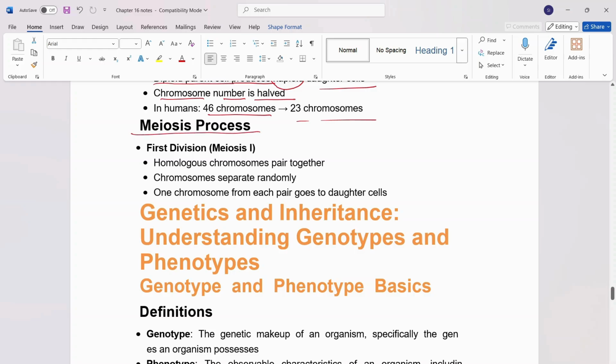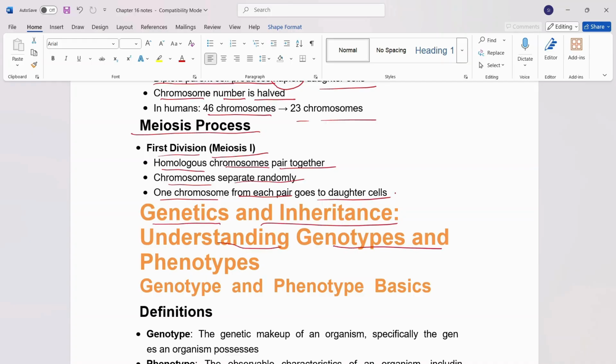Now in the meiosis process, we have the first division, meiosis 1. Here homologous chromosomes pair together. Chromosomes separate randomly. One chromosome from each pair goes to the daughter cells. For now, this much is important. More we can discuss when we see the questions, and then accordingly we'll make our videos. Okay, for now let's talk about genetics and inheritance.